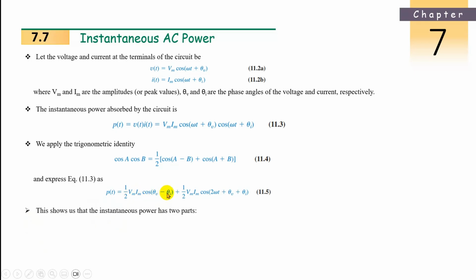Do you have any t term here in this first part? T means time. Is any time domain term there, like omega t? Omega t is nothing but time, frequency, right? Frequency dependent. So there is no time domain part in the first part. In the second part, there is a twice the time domain part, right?